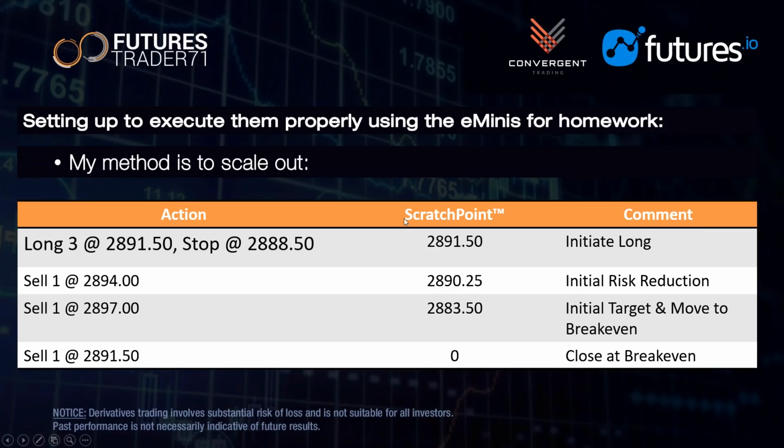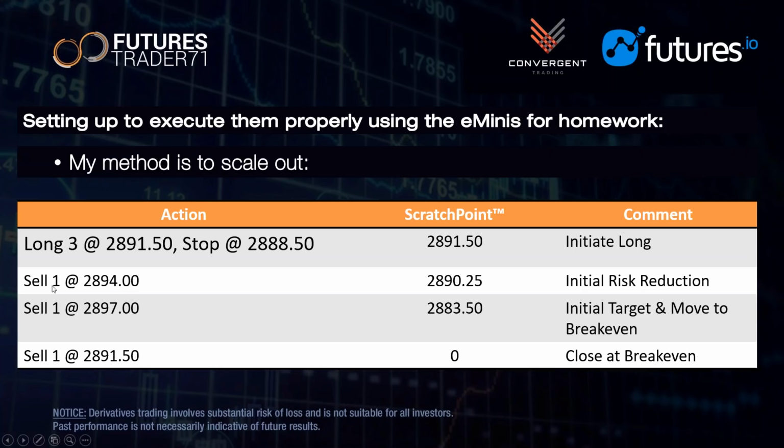So here's what the trade looks like, where I'm going to use a hypothetical trade. Let's say we're long 3. All of us just bought the market at 28.9150. Our stop is 28.8850, 3 points. Our scratch point at that point is 28.9150. Okay, we're initiating the long all in. Then the market moves up to 28.94. So as soon as we're filled at 91.50, we put out our 94, 97, and the runner stays in our pocket. The third bullet just sits because it's a runner.